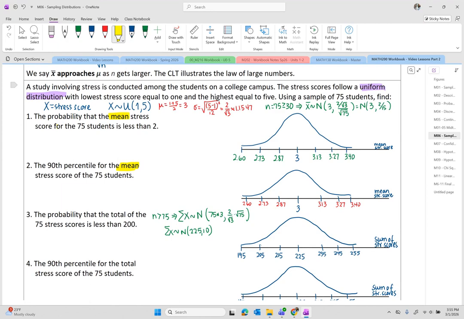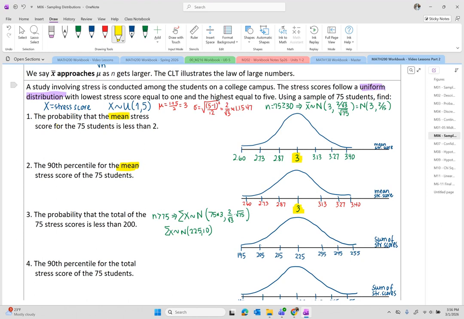And here I have already sketched the normal distribution for the mean, which has an average in the middle of 3 and a standard deviation of approximately 2/15, 0.13 repeating. So every tick mark is 0.13 repeating, and if it is a normal distribution, I go 3 tick marks to the right and 3 tick marks to the left for the first 2 questions.